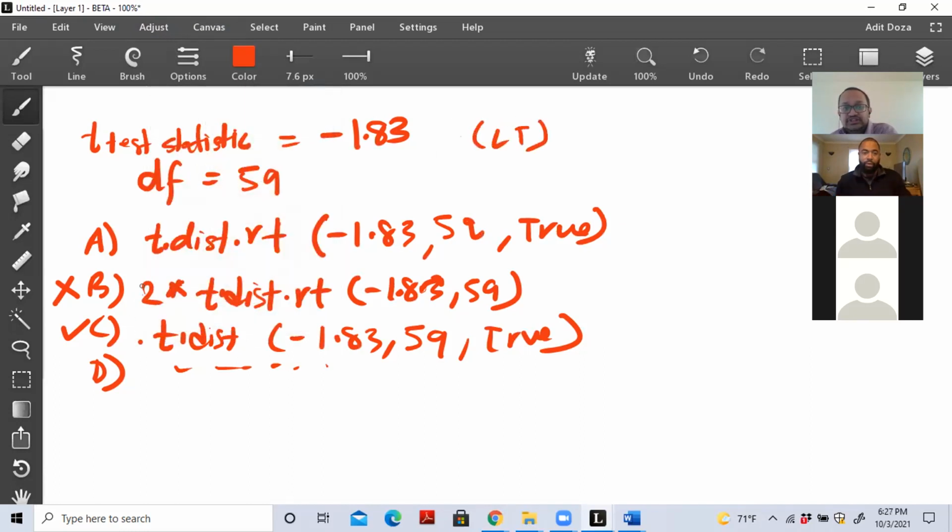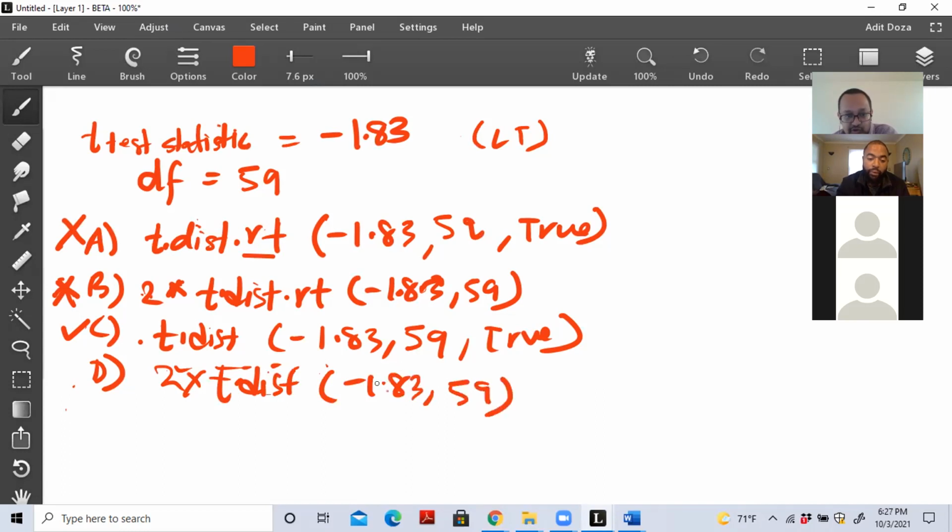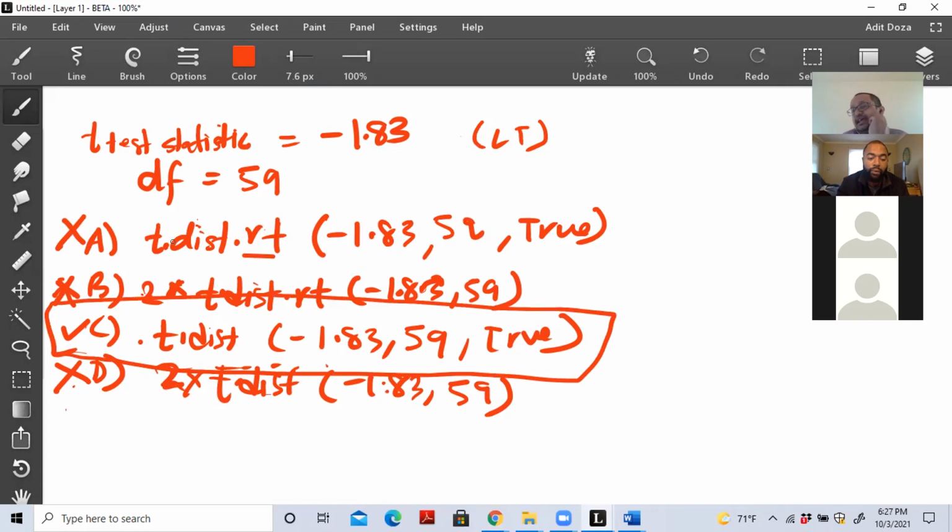You can cancel B because you know it's a lower tail, so B cannot happen. And A also, because RT means right tail, so A also cannot happen. What are the other options left, C or D? For D, maybe I will give something like 2 times T.DIST. Here it's a negative lower tail, but the problem is this is multiplied by 2, so this is also not going to happen. So something like this will show up.